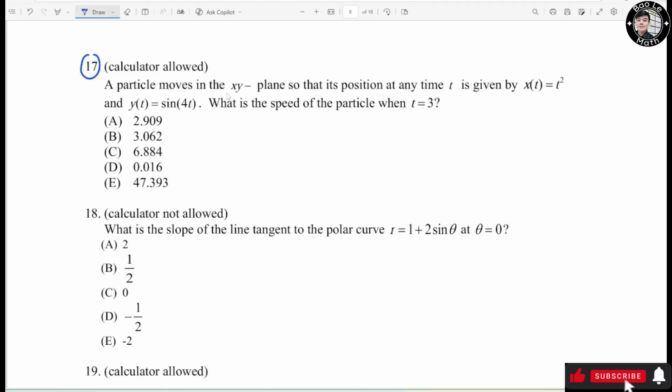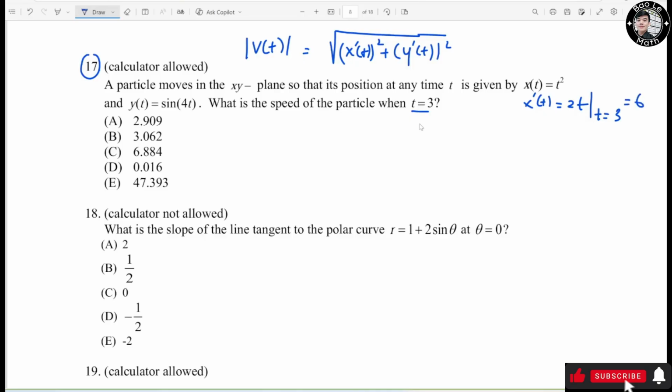A particle moves in the xy plane so that its position at any time t is given by s of t equals t squared, y of t equals sine 4t. What is the speed of the particle when t equals 3? Remember, the absolute value of v of t equals the square root of s prime of t altogether squared plus y prime of t altogether squared, right? So we need to calculate s prime of t equals 2t, right? And evaluate this one at t equals 3, so it would be 6, right?